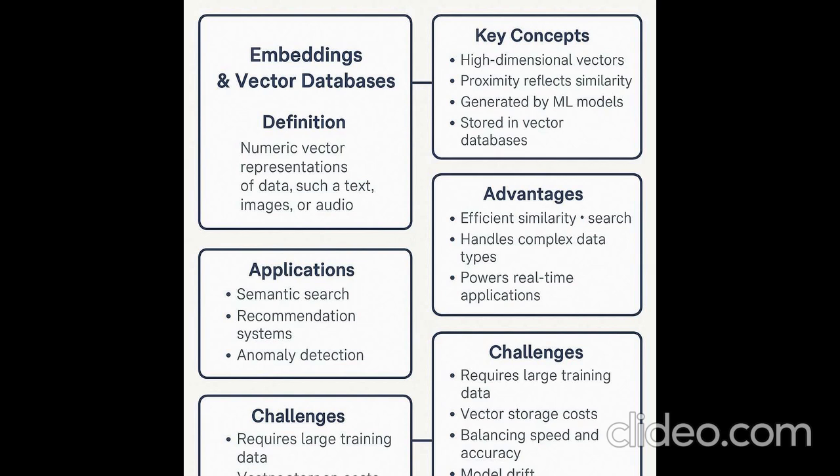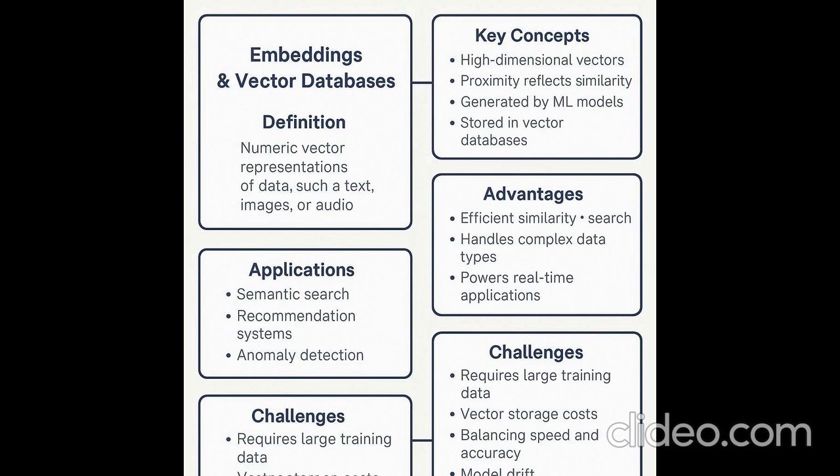3. How they work together. Embedding and vector DB workflow. Data ingestion: raw text, images, or structured data are converted into embeddings via an embedding model. Storage in the vector DB: the embedding vector is stored alongside metadata, e.g., ID, tags, original data.